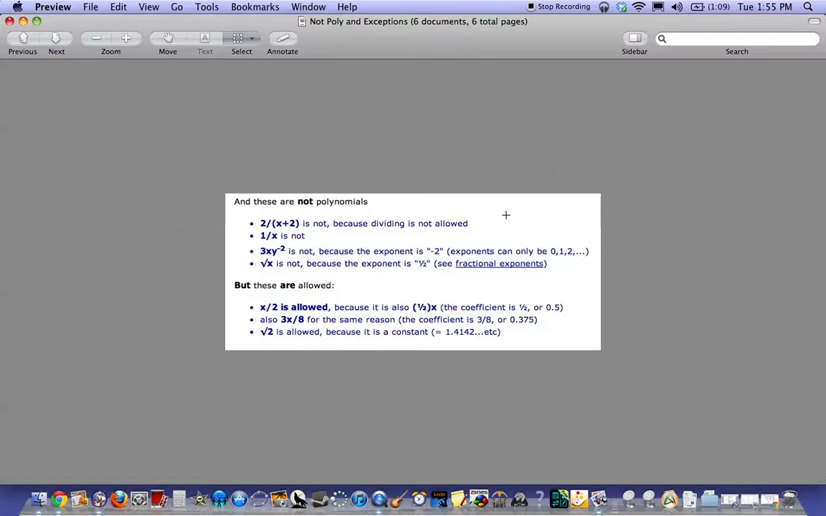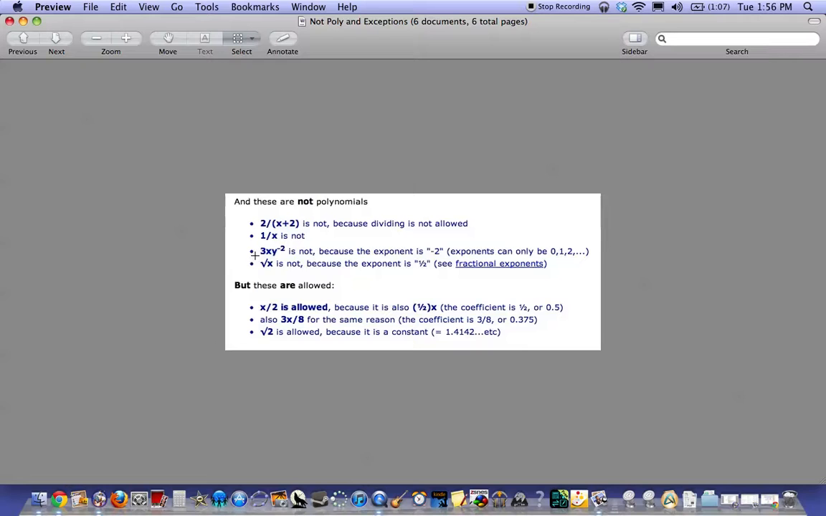3xy to the negative 2 is not a polynomial because the exponent has a negative in it. When the exponent has a negative in it, that essentially translates to the y to the negative 2. If you remember correctly from chapter 4, y to the negative 2 will actually be flipped to the bottom, and this term here is actually equivalent to 3x over y to the positive 2. So your variable is actually in the bottom there.